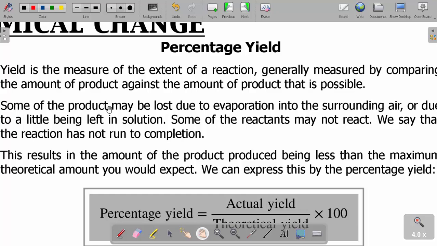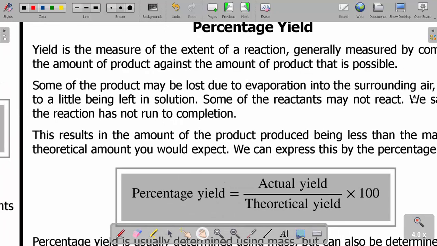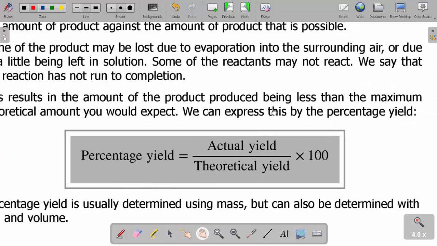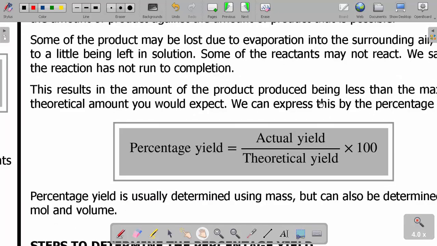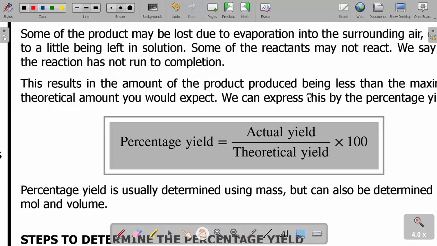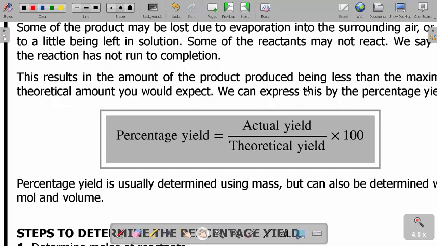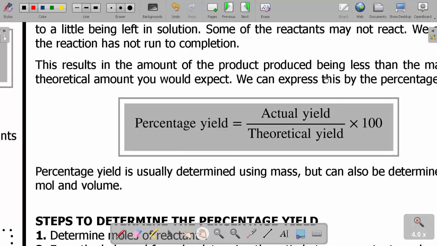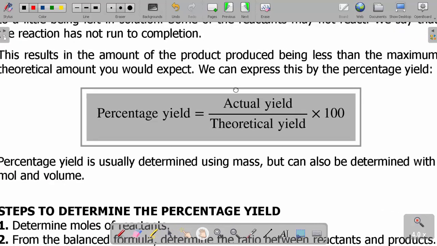So some of the product may be lost due to evaporation into the surrounding air or due to a little being left in the solution. Some of the reactants may not react, so we say that the reaction has not run to completion. This results in the amount of product produced being less than the maximum theoretical amount you would expect. So we can express this by the percentage yield.